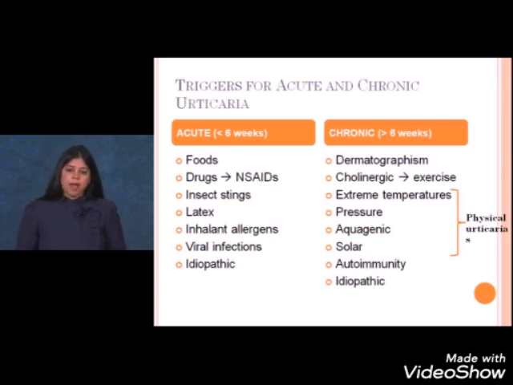Chronic dermatographism. So if you have super sensitive skin and are dermatographic, which is hives upon stroking of the skin, you are more predisposed to having chronic urticaria. Cholinergic. There are cholinergic causes, and so exercise, heat, stress, anxiety are some of the cholinergic causes. And then we get into the physical urticarias, which are due to extreme temperatures, pressure, aquagenic, and solar. Extreme temperatures would be cold-induced urticaria, heat-induced urticaria.